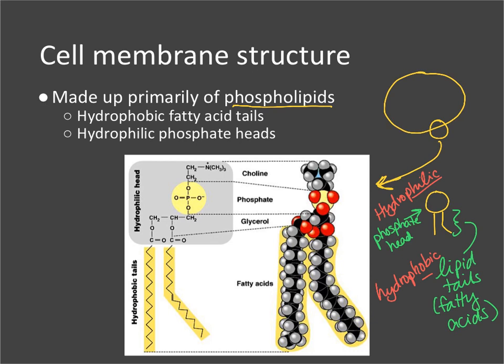And this is really important because it basically determines what can cross the cell membrane and what can't. And it also determines what the cell membrane looks like. So on the next slide, I believe we're going to take a look at that cell membrane structure a little more closely.